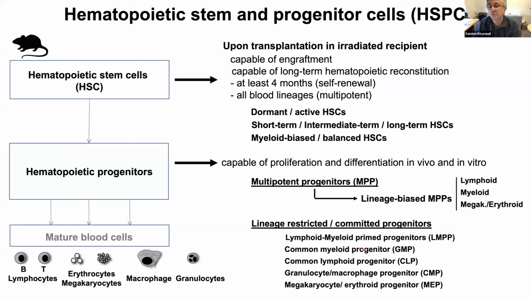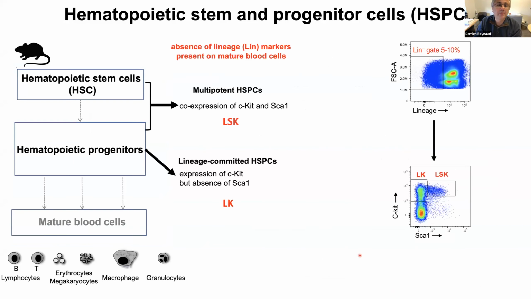This includes the common myeloid progenitor, CMP, there is a mistake here, the common lymphoid progenitor, CLP, the common granulocyte-macrophage progenitor, GMP, and the megakaryocytic erythroid progenitor, MEP. So you have a lot of heterogeneity, both in stem cells and progenitors, and it's functional heterogeneity, and it has been matched with a phenotypic heterogeneity, which can be detected by flow cytometry.